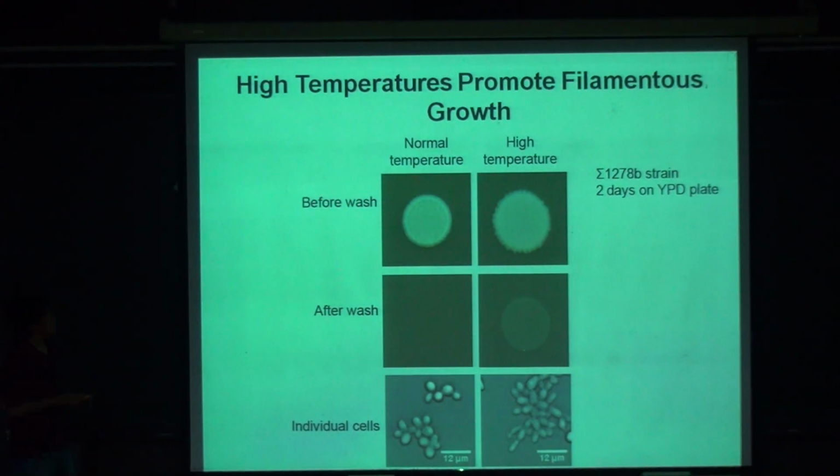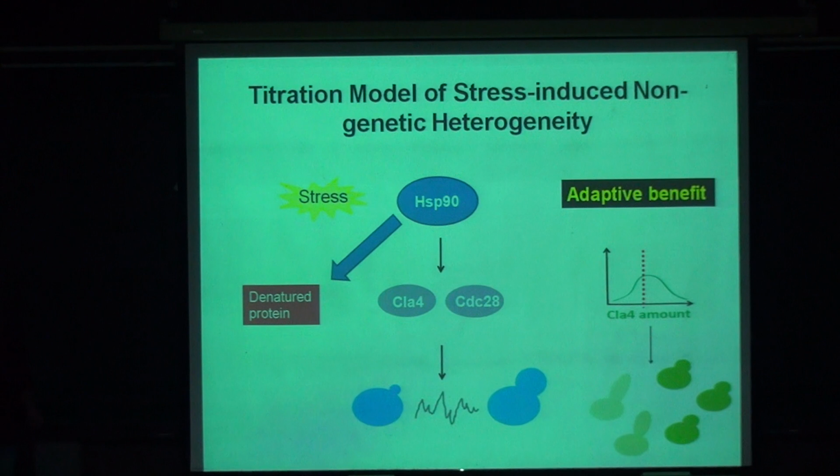So here we just showed it. Basically you apply a few stress conditions here. I'll just show you one result here. It's high temperature. When we treat the cell with high temperature, which is one type of stress that causes protein denaturation, exactly as we found, the cells become elongated and the population becomes heterogeneous. So it seems to support this model.